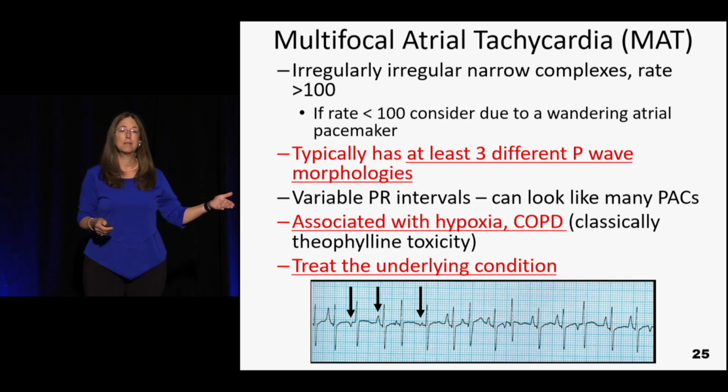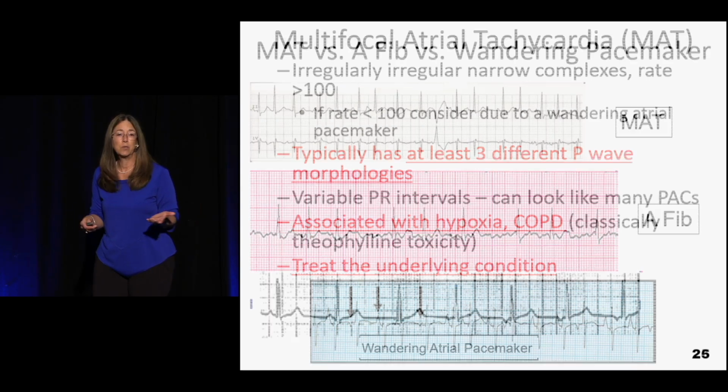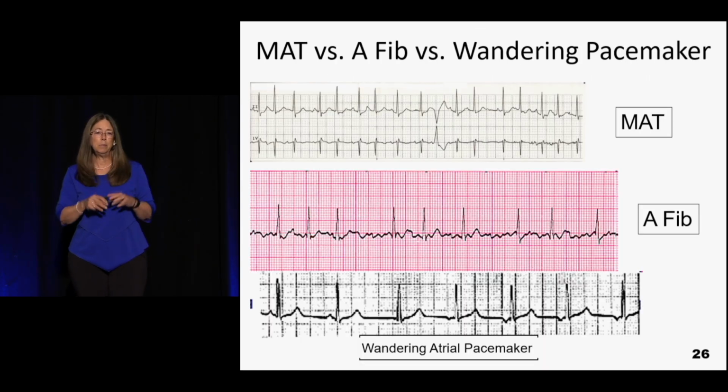This is not treated as a primary rhythm. You treat what causes this. So you go treat that COPD. You make that COPD better. Hypoxic, give them some oxygen. That's what tends to make them better when they have this rhythm. Here's a couple of images to compare and contrast. You can take a look at the EKGs with atrial rhythms.